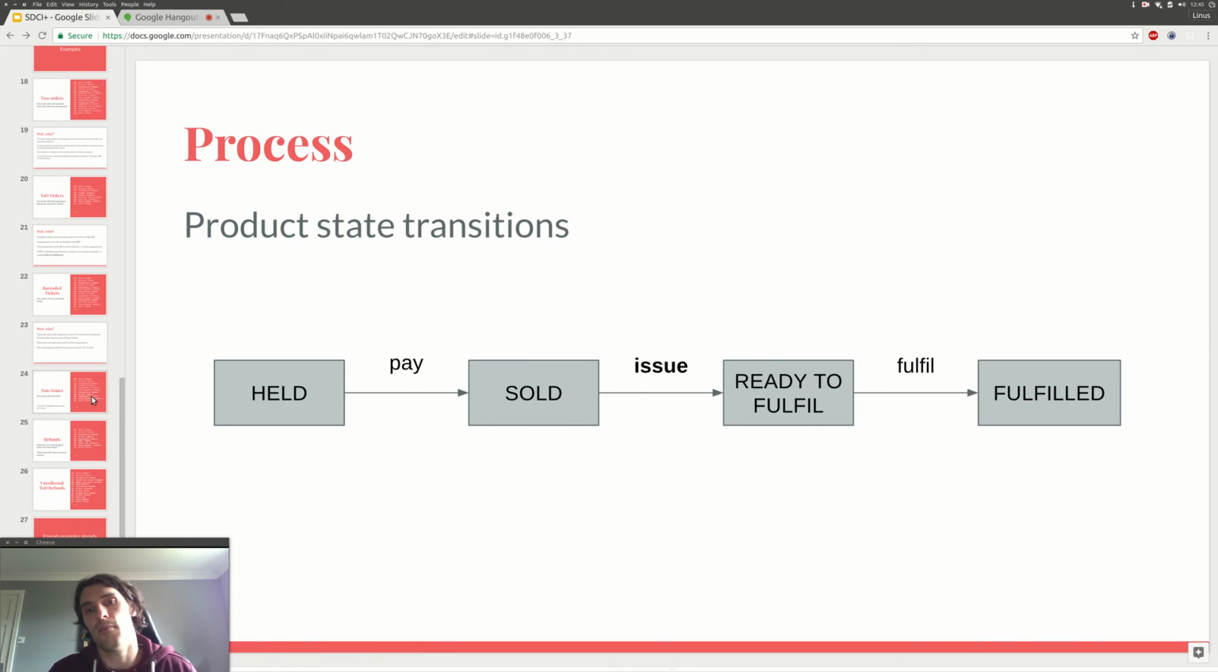In terms of the architecture, this actually is modeled quite nicely and breaks down into services quite neatly. In theory, you might have an order service or some sort of a journey planner that helps you create the products in a held state. Then you have a payment service which does this pay function and moves things into the sold state. And then you have an SDCI Plus service that does the issue and moves things into the ready to fulfill state. And then you have one of many fulfillment mechanisms or services that move it to the fulfilled state. So it is actually quite neat and tidy.